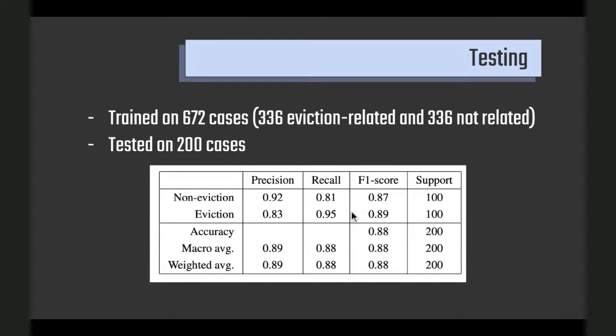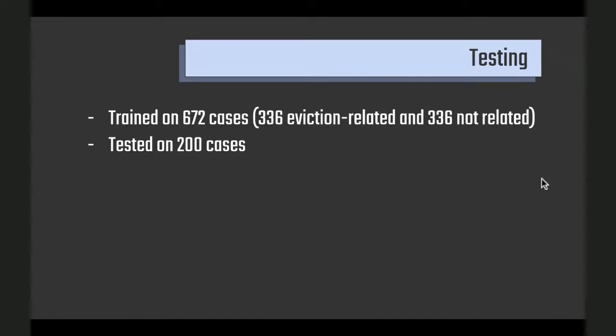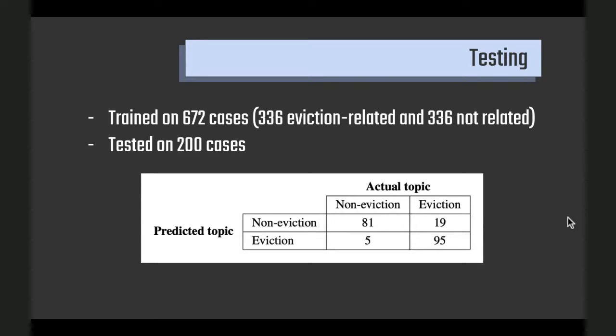If you're not from data science or related areas, I will not go into these measures, but basically what we've seen is that we're able to predict whether a case is eviction related with 88%. So 88 out of 100 cases were predicted correctly. And we can see exactly how well it did. And we can also see that it predicted eviction cases better than non-eviction.